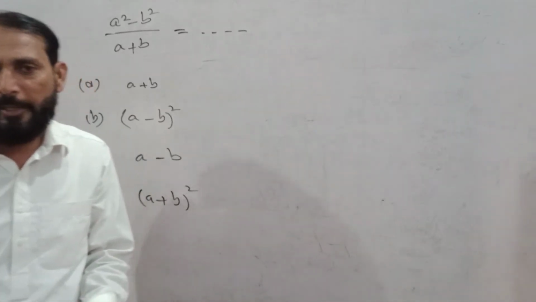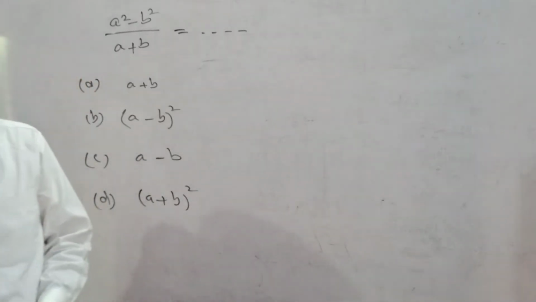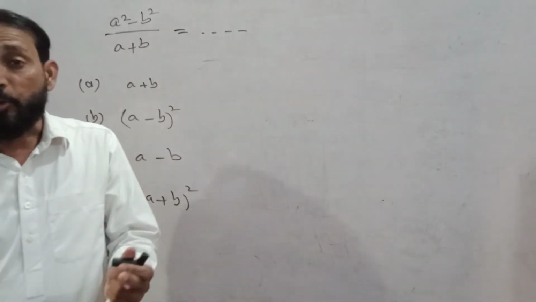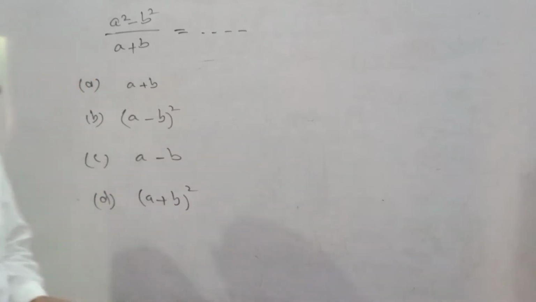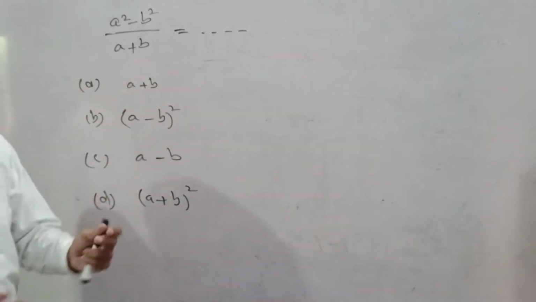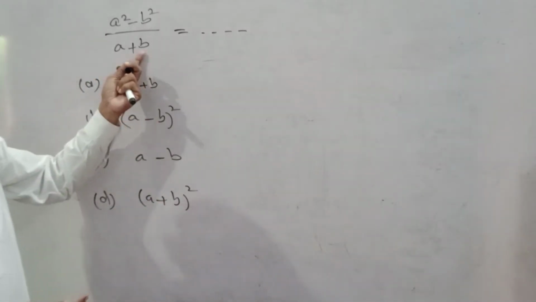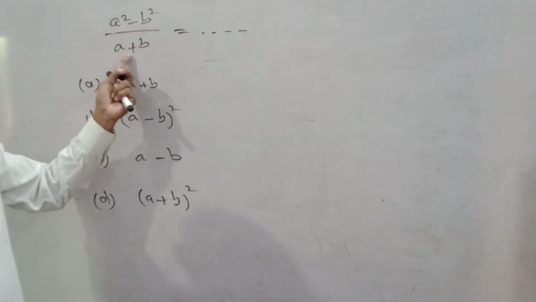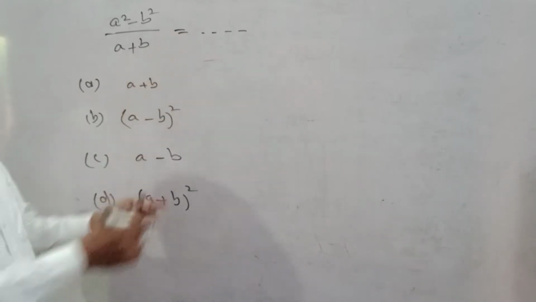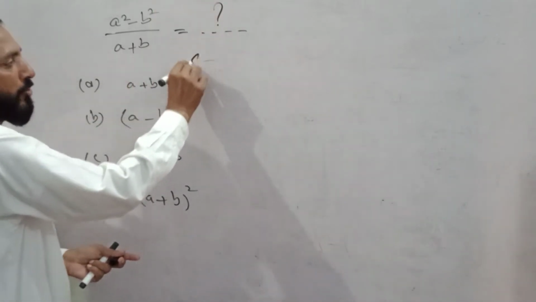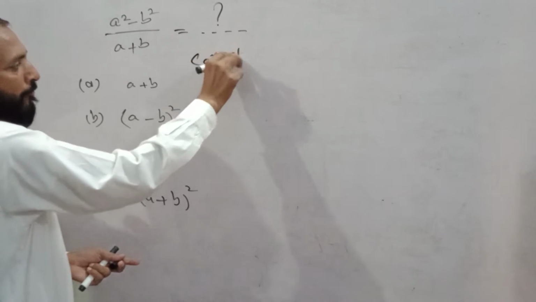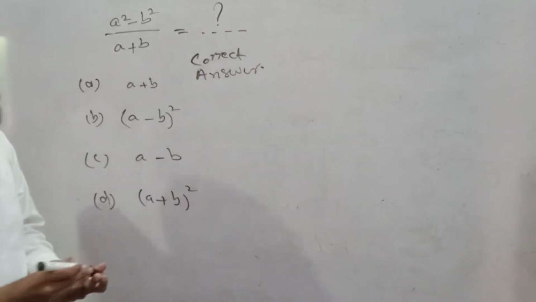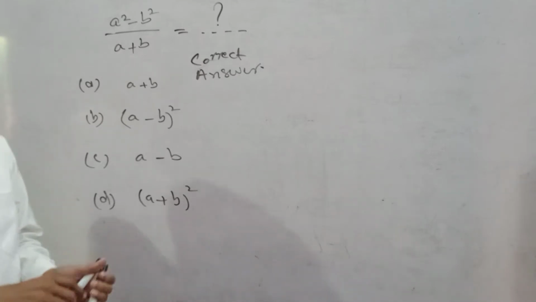I hope you are fine today, and we have to start the lecture on a daily basis for mathematics. I am your teacher, and we have to take the lecture on a daily basis for mathematics. Now we have to take a special case in this topic. The statement of the value a square negative b square over a plus b is equal to, we have to find the correct answer. Now we have to start this.